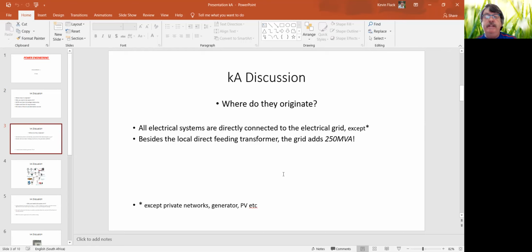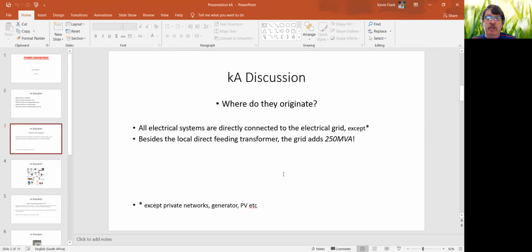And we can also see that this grid in our calculations is set at 250 MVA, which is a sizable chunk of power. So by far, the biggest single contributor to the short circuit level being experienced downstream comes from that grid. This is what I'll call the general grid. You also get private networks, your generator, your photovoltaic, etc., where you have standalone systems. And then obviously the 250 MVA is not connected to that.